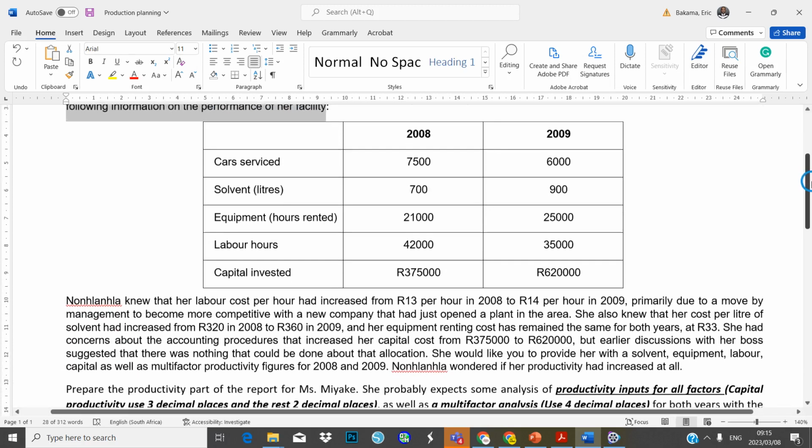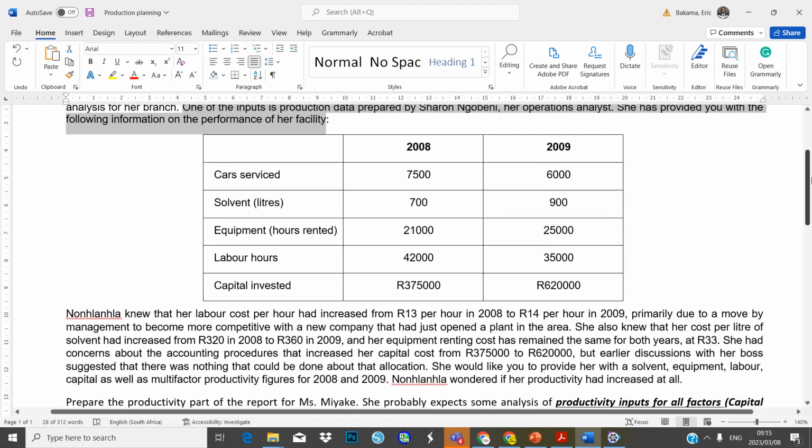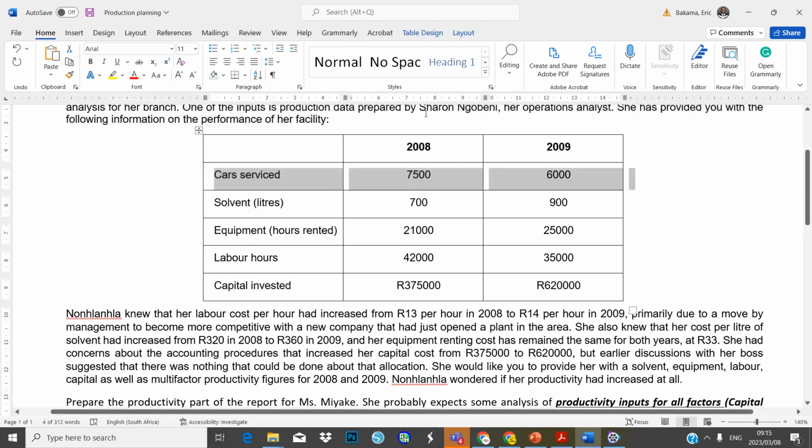Right now it's a report that she is making, so she needs to compare the different performance of the company. She's comparing the data from 2008 with the data from 2009, to check how the company has been doing. In 2008, for example, the company was able to service 7,500 cars, while in 2009 it was only 6,000 cars. But now they've used some liters of a particular solvent.